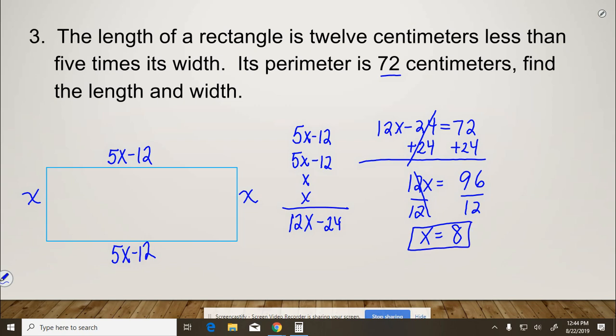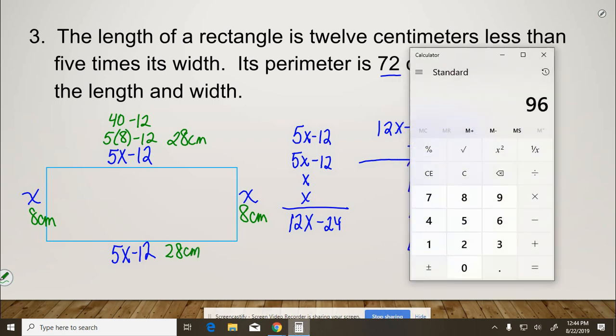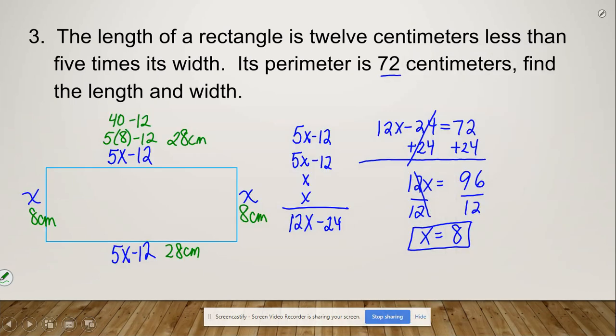All right, so x is 8, but we still got to find the length and the width. So we plug 8 in, and we know that the width is just 8 because it's just x, so we're going to put 8 centimeters. Then we plug in 8 for the length. 5 times 8 minus 12 is 40 minus 12, which is 28 centimeters. So both the lengths are 28 centimeters. And again, I can quickly check my work by adding those four numbers up and making sure that they're equal to 72. So 28 plus 28 plus 8 plus 8, and look at that, we get 72. So we did it correctly.